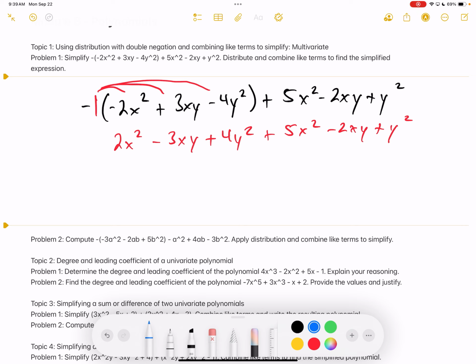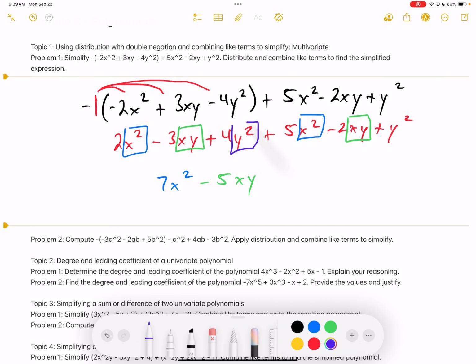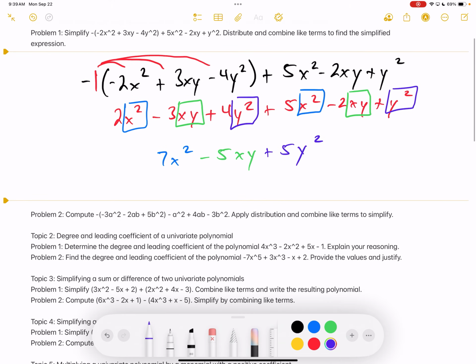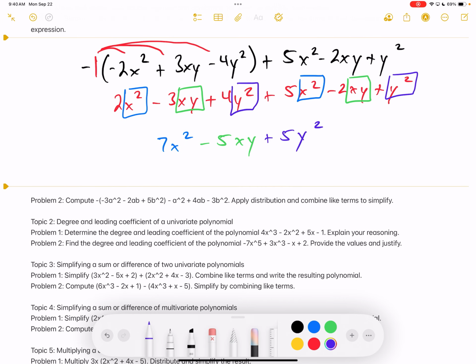So like I said, everything besides the coefficient has to be the same. So x squared and x squared, I have 2 of those and 5 of those, so I have 7 of those. This xy and xy, I have -3 of those and -2 of those, so I have -5 of those. This y squared, I have 4 of them plus 1 more on the right, so I have 5 of those. Okay. So everything besides the coefficient has to be the same to be able to add and subtract those. And we're going to do a bunch of that.